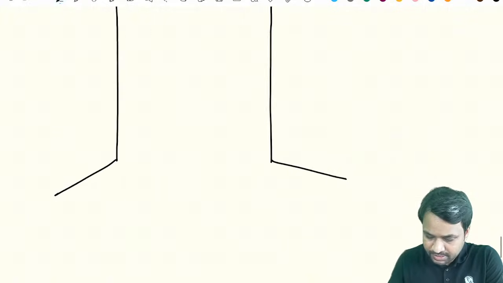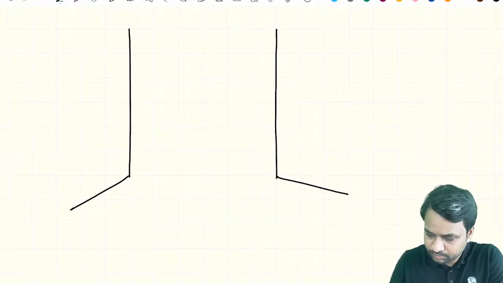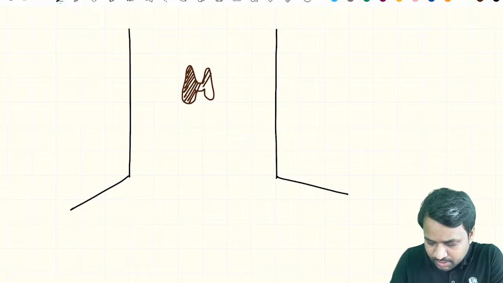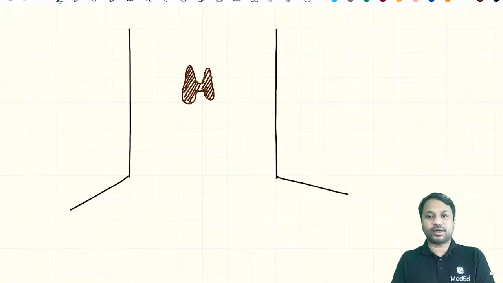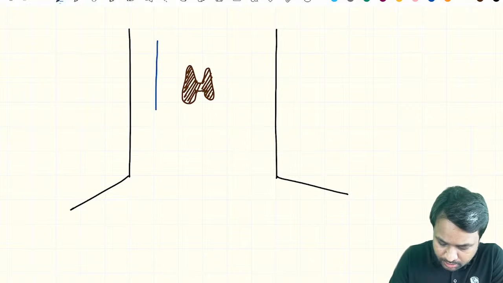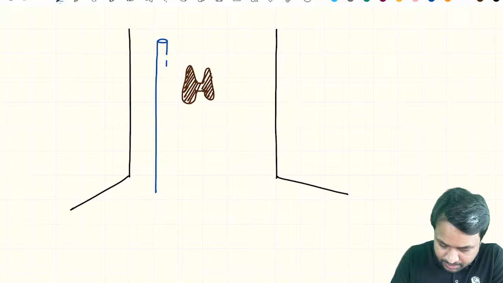Now, same thing. Let's say right in the center, you have the thyroid gland. So both the lobes are present, right? So we're going to talk about how this thyroid gland is going to drain. Now they're going to drain into the corresponding internal jugular vein. So let's say this is the internal jugular vein on the right side.